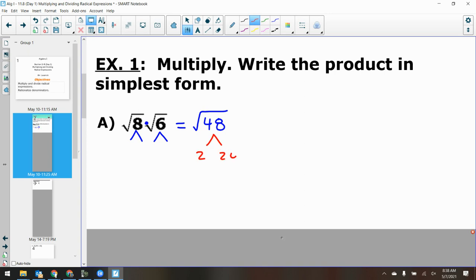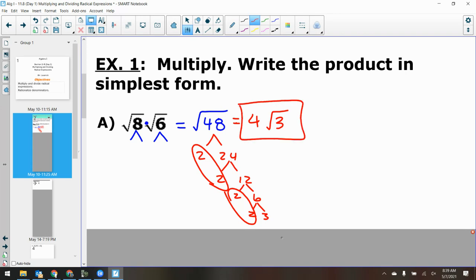This is 2 and 24. This is 2 and 12. That's 2 and 6, which is 2 and 3. Let's buddy up. Buddies. Buddies. So what should come out on the end? 4. What stays in? 3. And that's my answer. That's it.